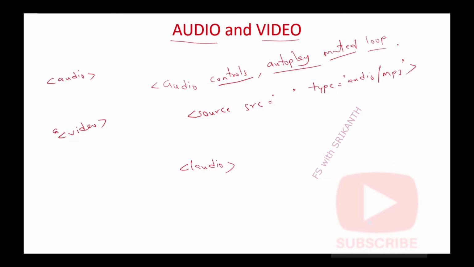So the attributes are: controls, which means pause and stop buttons are provided. Autoplay means that when the web page is opened, your file starts playing. Muted will stop your voice. And loop means it will be repeated n number of times. And there is one more, the src attribute, which the source tag has. One audio element may support n number of source tags, and the Chrome browser decides which source file will run automatically.